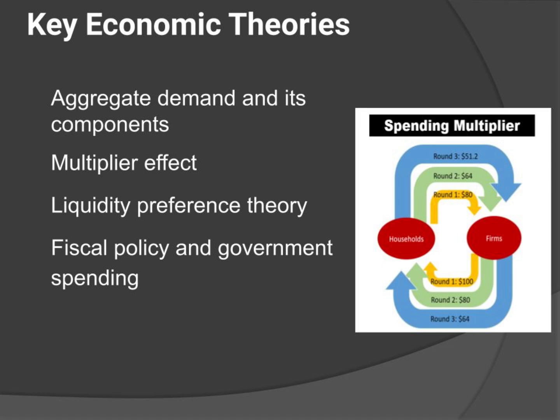In addition, he introduced the liquidity preference theory, Keynes's theory that the demand for money is influenced by interest rates and the preference for liquidity. He introduced the concept of the liquidity trap, where low interest rates fail to stimulate investment. And in fiscal policy, Keynes advocated for active government intervention through fiscal policy, using government spending and taxation to influence the economy. He believed that during recessions, governments should increase spending to boost demand and reduce unemployment.